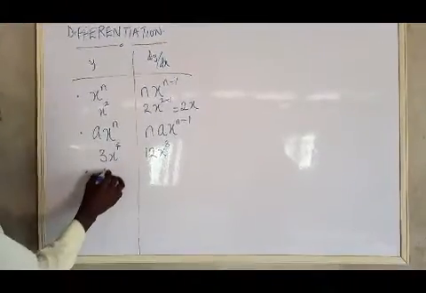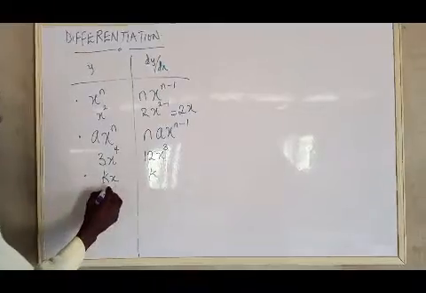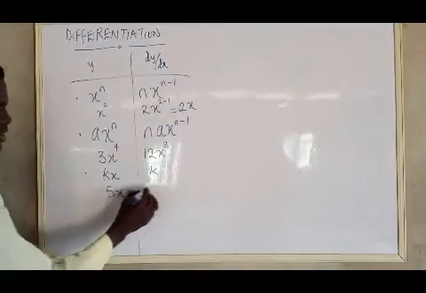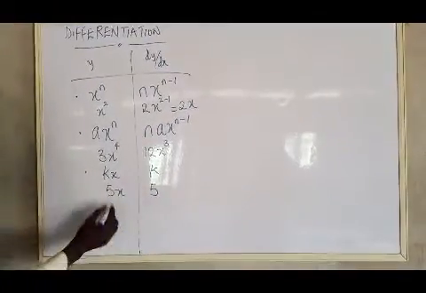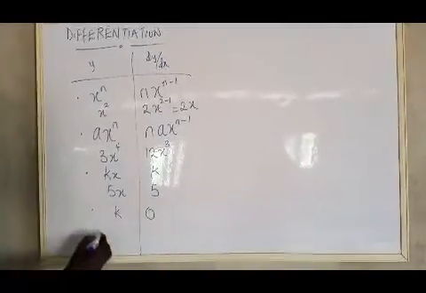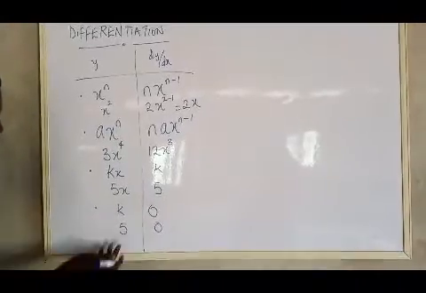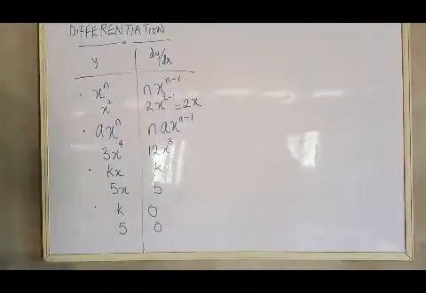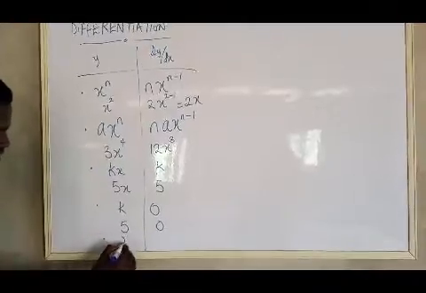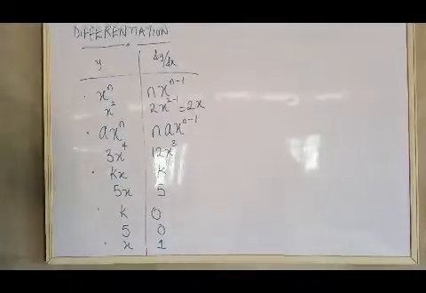If you differentiate a constant times x, it will give you that constant. That is, if you differentiate 5x, it will give you what? 5. And if you differentiate a constant, it will give you 0. That is, if you differentiate 5, it will give you what? 0. Or any number that does not have x, it will give you 0. And also, if you differentiate x alone, it will give you what? 1. So do we get that?